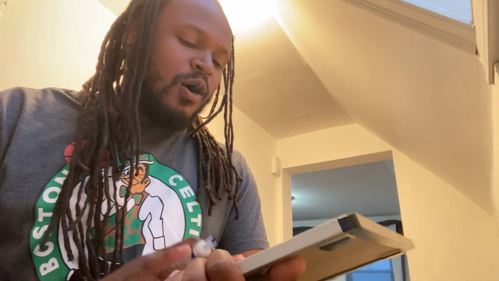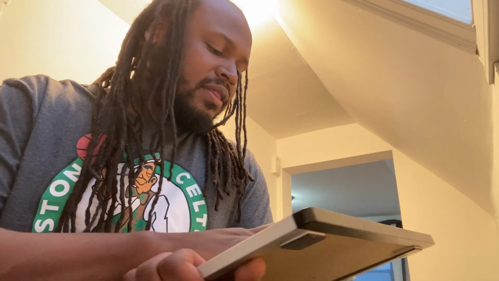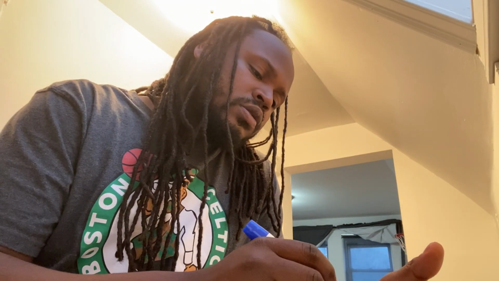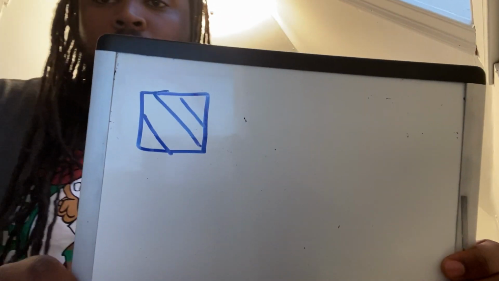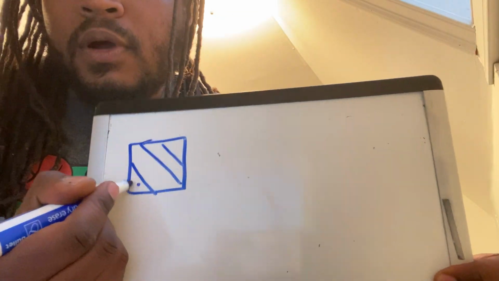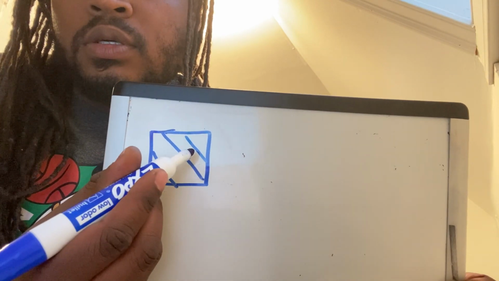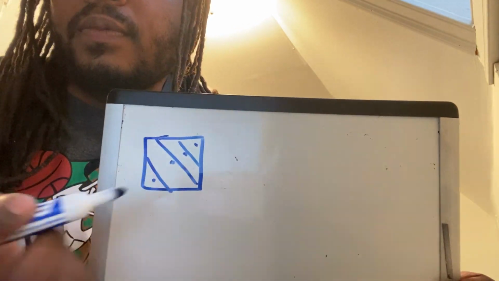But half is not the only way we can divide things into equal parts. We can have 3 equal parts, we can have 4 equal parts, 5 equal parts, 6 equal parts. We can have objects split into so many different equal parts. So right here, I have a square, and I have 1 part, 2 parts, 3 parts, 4 parts.